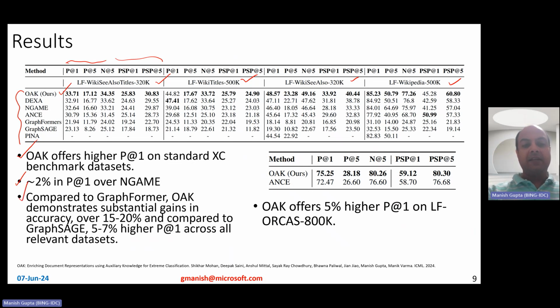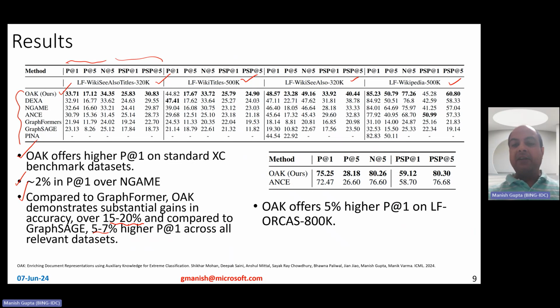Compared to graph-based methods like GraphFormer, OAK actually demonstrates much higher gains. For example, it's about 15 to 20% higher in accuracy, and compared to GraphSAGE, which is the other GNN method, it's basically 5 to 7% higher P@1 across all of these data sets.